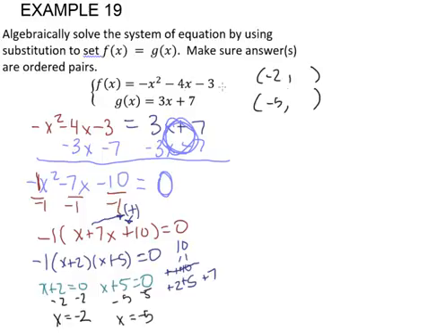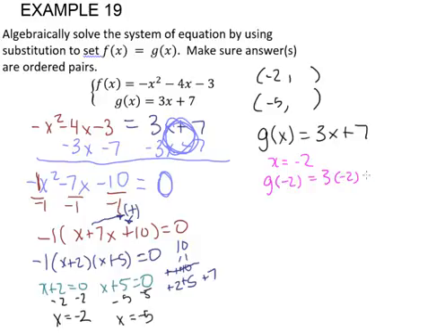So now we're going to plug them in, and we are going to solve. We're going to plug them into g of x and get our value for our y. So g of x equals 3x plus 7. Well, we're going to set the first one for x equal to negative 2. So that is g of negative 2 equals 3 times negative 2 plus 7. 3 times negative 2 is negative 6, plus 7 is 1. So g of negative 2 equals 1.